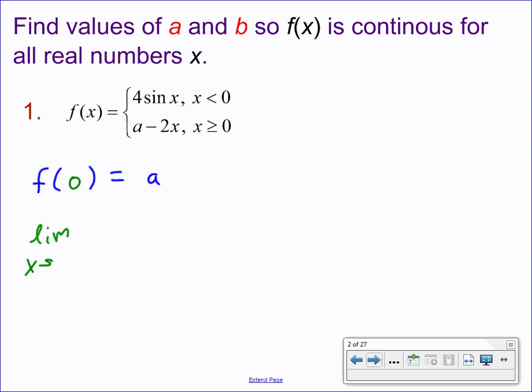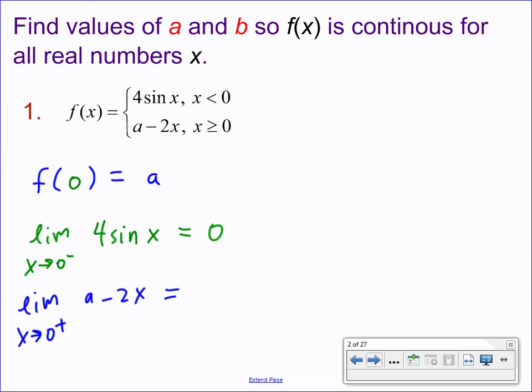And which function definition will I use to consider that, Riley? For sine x. Great. And as x approaches 0 from the left-hand side, 4 sine of x exists and approaches what? 0. So it looks like my left-hand limit is that. Now we need a right-hand limit. The limit as x approaches 0 from the right-hand side, I'll use the lower definition. And this exists. It looks to me like the right-hand limit as x approaches 0, this term drops out, and I get what?